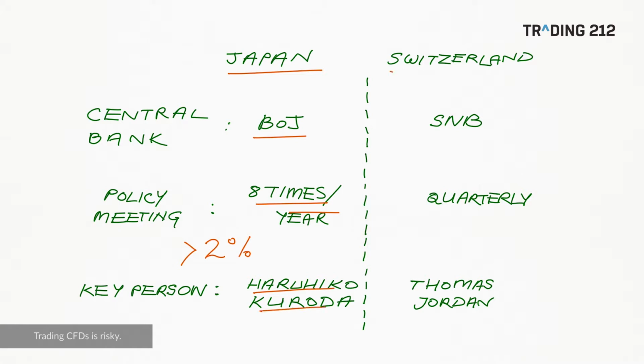And for Switzerland and the Swiss franc, the central bank is the Swiss National Bank, and their governing board meets only quarterly to decide on monetary policy. Their target is for Swiss CPI of less than 2%, and the key person at the Swiss National Bank is the chairman of the governing board, which is Thomas Jordan.